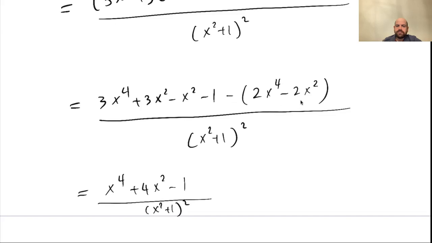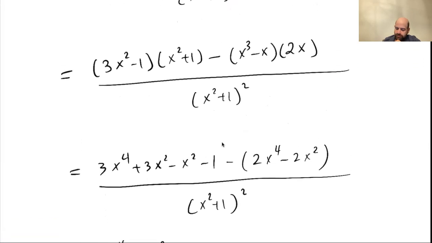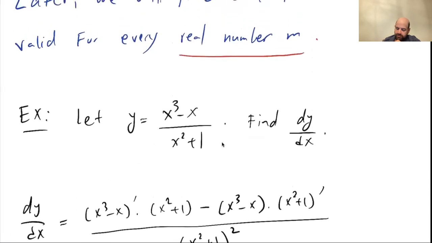3x squared plus 2x squared is 5x squared, minus x squared is 4x squared, and then minus 1, and then divided by x squared plus 1 the whole to power 2. Okay, so this is the derivative of this function, which we calculated using the quotient rule.